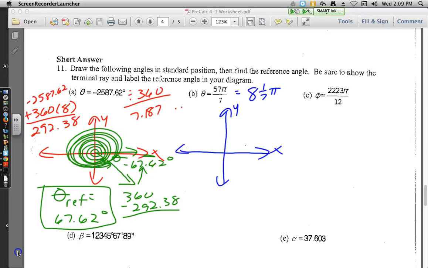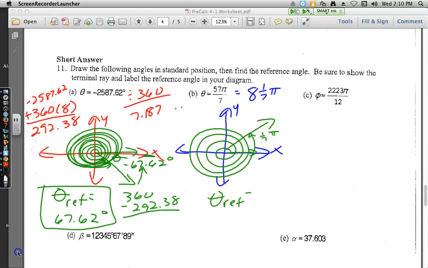All right, this one is 8 1/7 pi. So I've got 4 rotations there, which brings me to 8 pi, and I need 1/7 more. So that is my reference angle, which is 1/7 pi. So theta reference is going to be pi over 7.